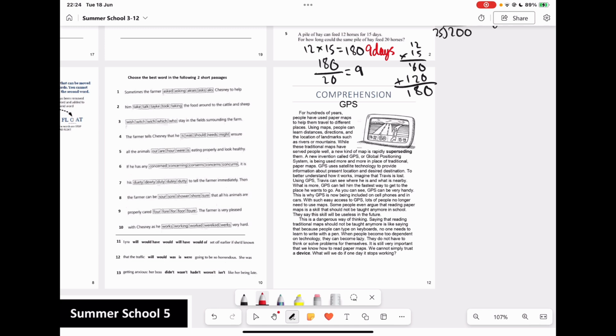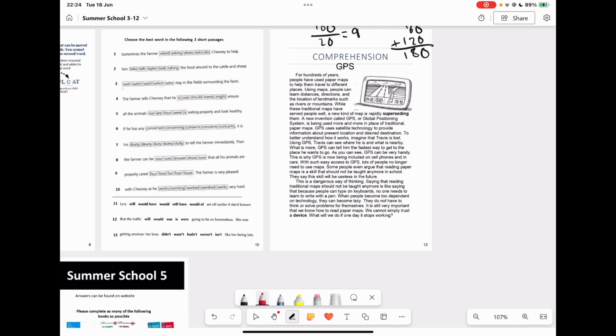Okay, so comprehension: GPS. So let's read the extract. For hundreds of years, people have used paper maps to help them travel to different places. Using maps, people can learn distances, directions, and the location of landmarks such as rivers or mountains. While these traditional maps have served people well, a new kind of map is rapidly superseding them. A new invention called GPS, or Global Positioning System, is being used more and more in place of traditional paper maps. GPS uses satellite technology to provide information about present location and a desired destination.